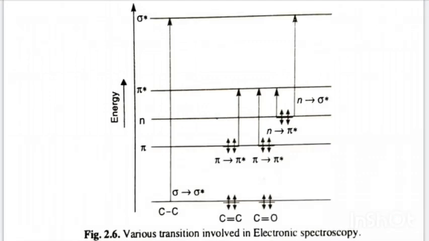Thus, we have seen all the four types of transitions possible while we are passing UV and visible region of light to the chemical compounds. The first transition with more energy is sigma to sigma star. The second transition with somewhat less energy is n to sigma star. Then the third transition with lesser energy is pi to pi star. And the fourth one with the least energy requirement is n to pi star. Thank you.